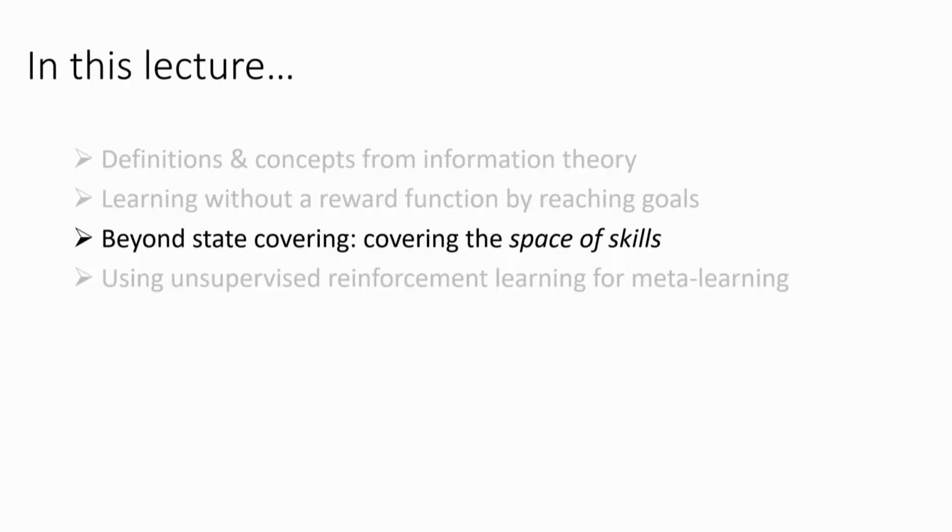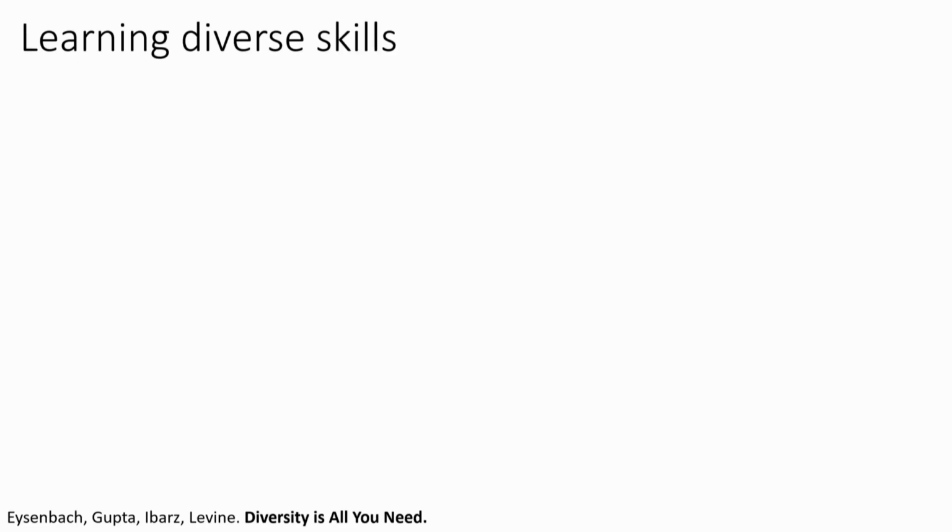All right. So let's now briefly discuss the next topic, which is going beyond just reaching goal states. So next, I'm going to generalize this idea. We're still going to have a mutual information objective, but we're now going to use that mutual information objective not just to reach diverse goals, but to actually execute diverse skills.